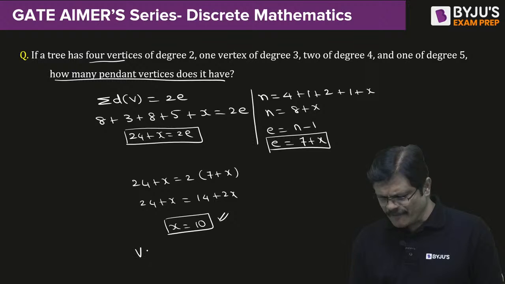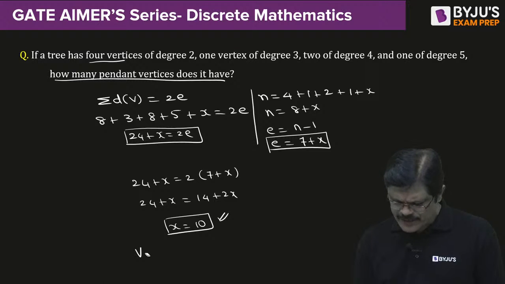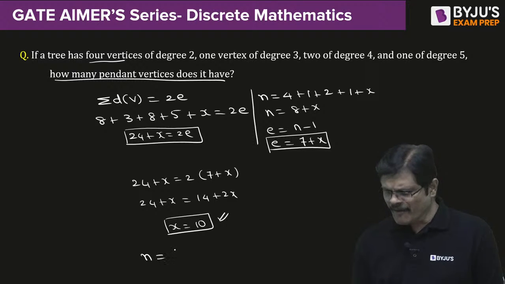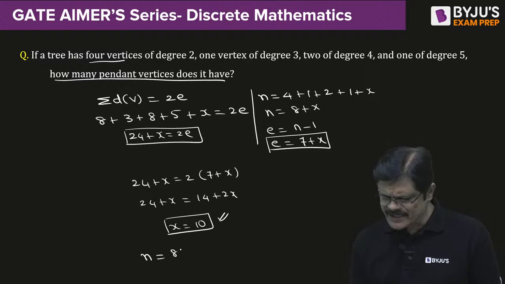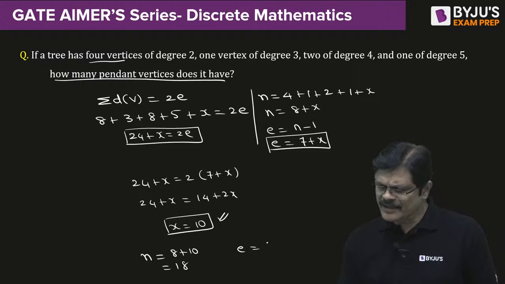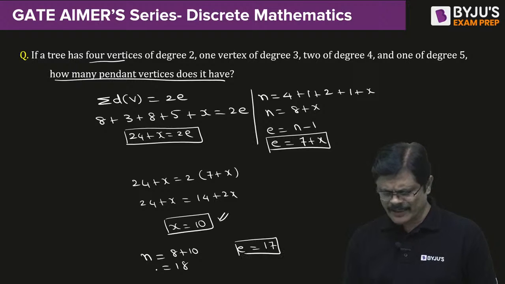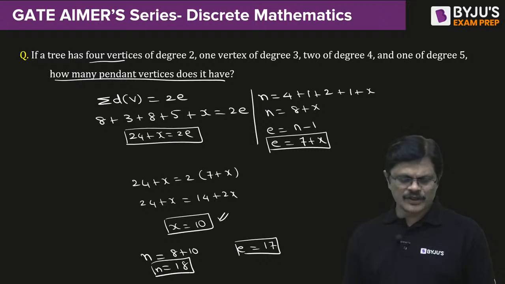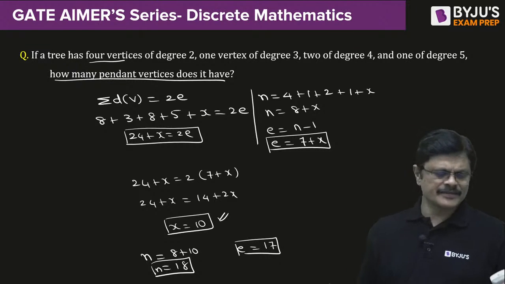Suppose he asks the number of vertices. They can ask you the number of pendant vertices, 10. Number of vertices, 8 plus 10, that is 18. If he asks the number of edges, that is n minus 1, that is 17. So all this can be answered, my dear friends. You can answer all these questions.